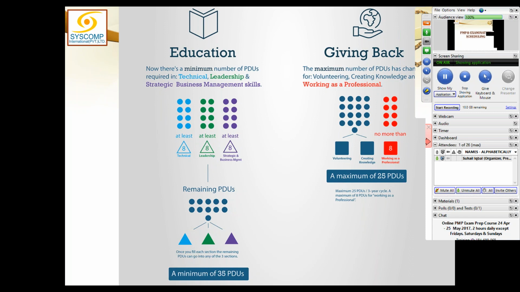Actually, PMP, PgMP and PfMP, all three, once you do them, you qualify all three of them, your PDUs are united. You just get 60 PDUs and they will be counted towards each. But for PBA, there will be different PDUs. For RMP, there will be different PDUs. For SP, there will be different PDUs. There could be, say, I attend a course which is partially schedule management, partially risk management, and also deals with the overall project management. So I may claim some PDUs on the scheduling side, some PDUs on the risk management side, and all of the PDUs on the PMP side.